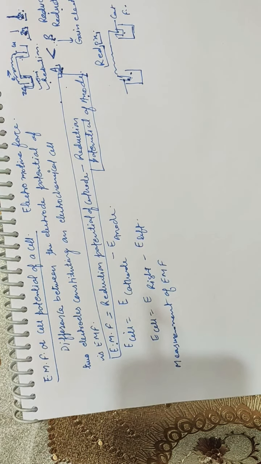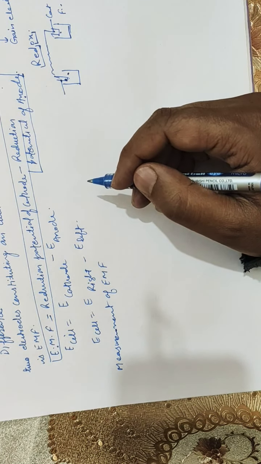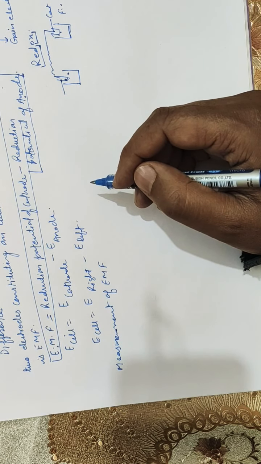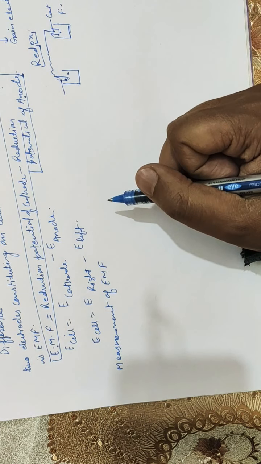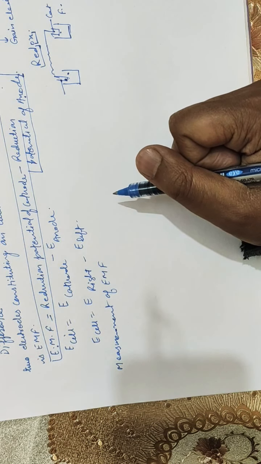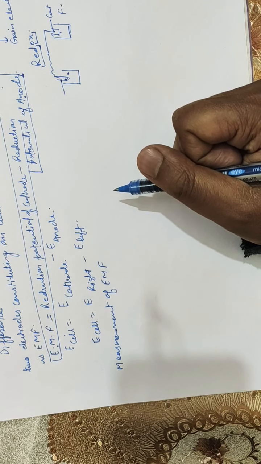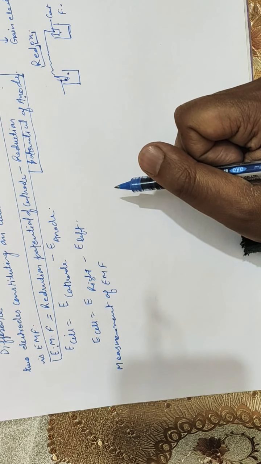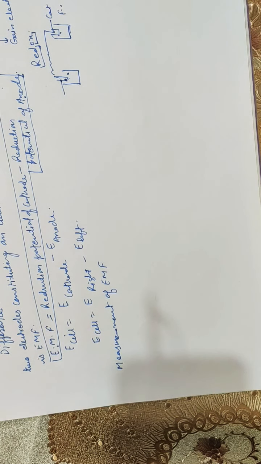The EMF of the cell can be measured by connecting the two electrodes to a voltmeter and taking the reading directly. But this method has the following objections. First, the voltmeter draws some current from the cell, so the EMF of the cell will change. Second, due to the appreciable flow of current, a part of the EMF is used to overcome the internal resistance of the cell. Both these objections can be overcome by the potentiometric method of measurement of EMF, which is based on the Poggendorff compensation principle. This method is given in the book, you can see it from there. And this was the EMF or cell potential of the cell.